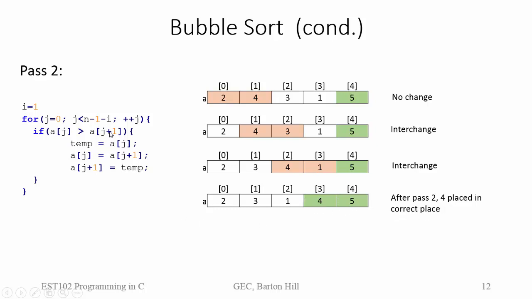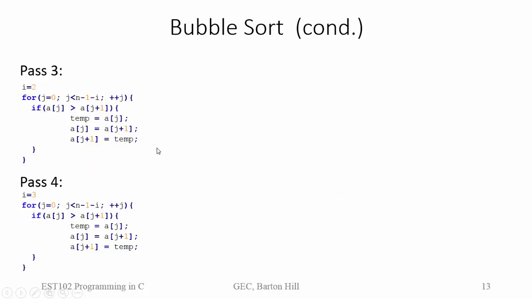Even if you don't give this minus i, it will work, but after pass 1 we got the last element as the largest element, so we don't require comparing this element. That's why minus i is given. In the next pass we don't have to compare the last two elements, and in pass 4 we don't require comparing the last three elements, because they will be in sorted order. That's why j less than n minus 1 minus i is given. Now we will continue with the operation in pass 3.